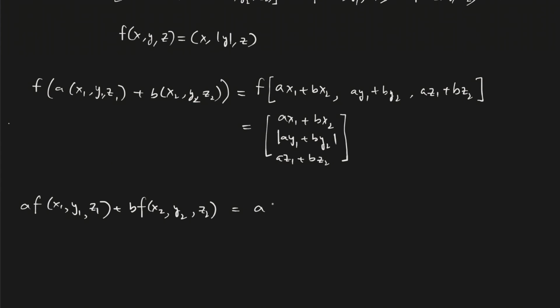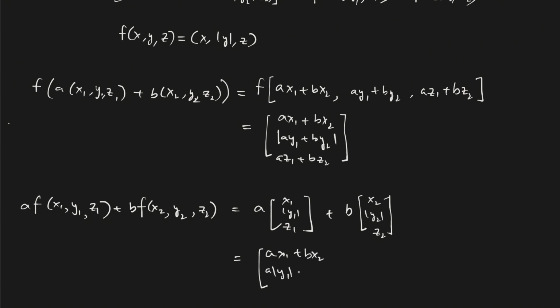So what is f of x1 y1 z1? It is x1, mod y1, z1, plus b times x2, mod y2, z2. So if I do this scalar multiplication and then addition, this will be a times x1 plus b times x2, a times mod y1 plus b times mod y2, a times z1 plus b times z2.